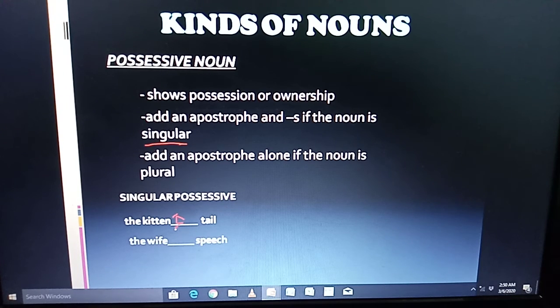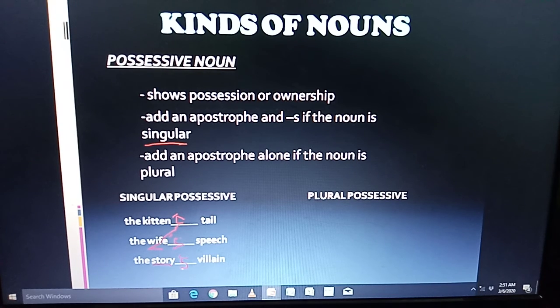Next is the wife speech. So the same thing, since the wife is singular, so we add apostrophe and then s. That's why it became the wife's speech. Last one, the story villain. So since the word story, the noun here is a singular, so we add apostrophe then s. That's it.